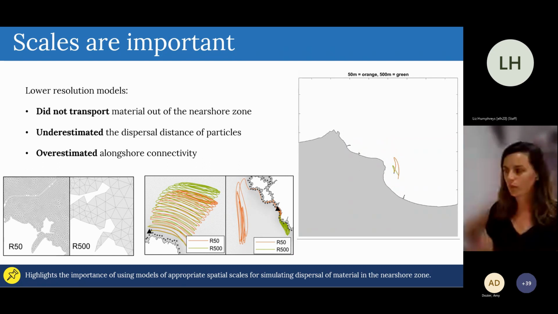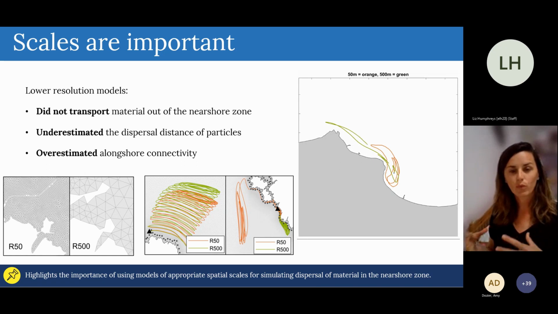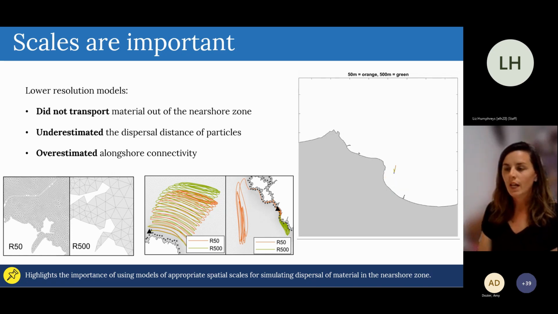So I developed a few models of different spatial scales, 50 metre, which is the orange trajectory, up to a scale of 10 times that at 500 metres, which is the green trajectory. And what we found was that if we were using relatively low resolution models, they were overly retentive in the nearshore region, so they were not transporting material out from the first couple of kilometres inshore into the offshore. They weren't transporting enough material offshore. They were underestimating that offshore transport.